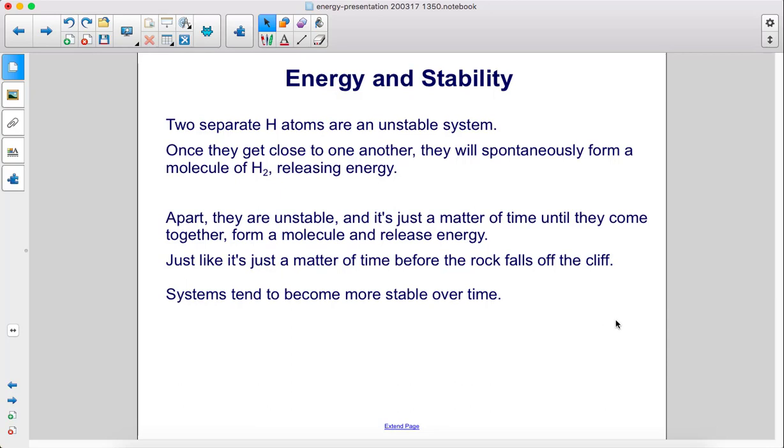Once they get close to one another, they will spontaneously form a molecule of H2, releasing energy. Apart, they are unstable, and it's just a matter of time until they come together, form a molecule, and release energy. Just like it's just a matter of time before the rock falls off the cliff. Systems tend to become more stable over time.